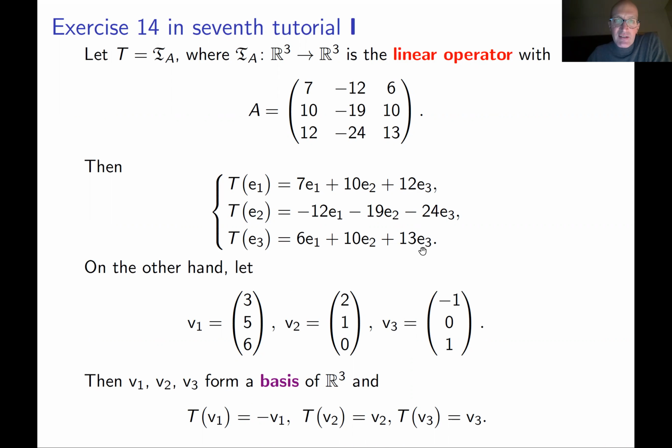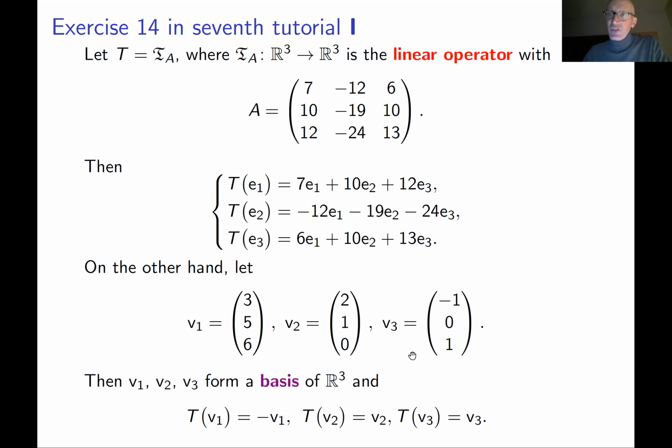Okay, look, this is the expression of linear operator T applied to vectors E1, E2, E3. You see it's kind of complicated. But for V1, V2, V3, the corresponding expressions are much simpler. T of V1 is minus V1. How to check it? You know that T of V1 is just A times V1. You take this matrix A, multiply by this vector V1, and you observe that the result is nothing but you just change the sign of V1.